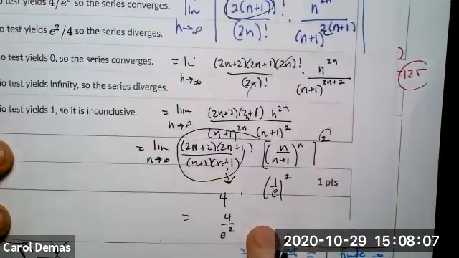All right, is that greater than or less than 1? Less than. We converge. Cool. Other questions?